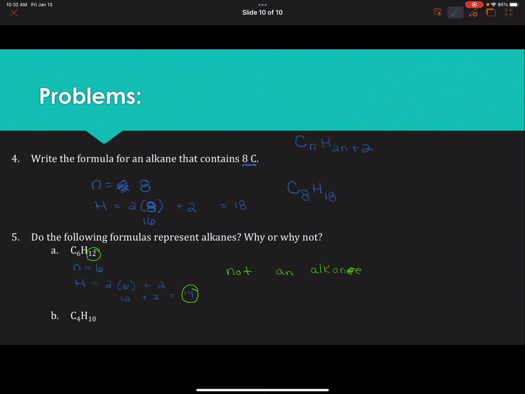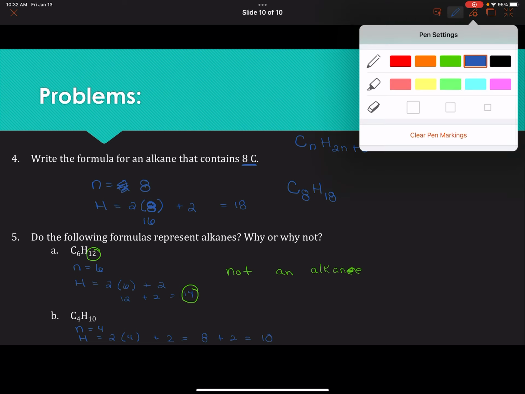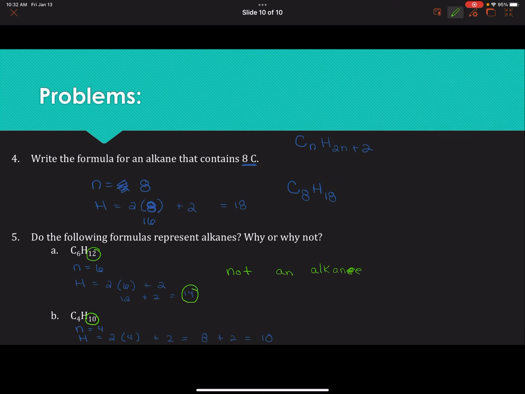We'll do the same thing with our C4H10. My n value is 4. My hydrogen should be 2 times 4 plus 2. So 2 times 4 would give me 8, plus 2 is 10. This time, I have 10 hydrogens. An alkane should have 10 hydrogens. So C4H10 is the molecular formula for an alkane.